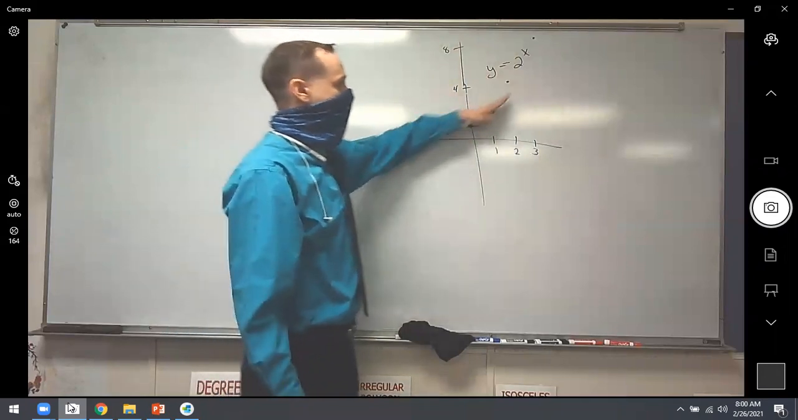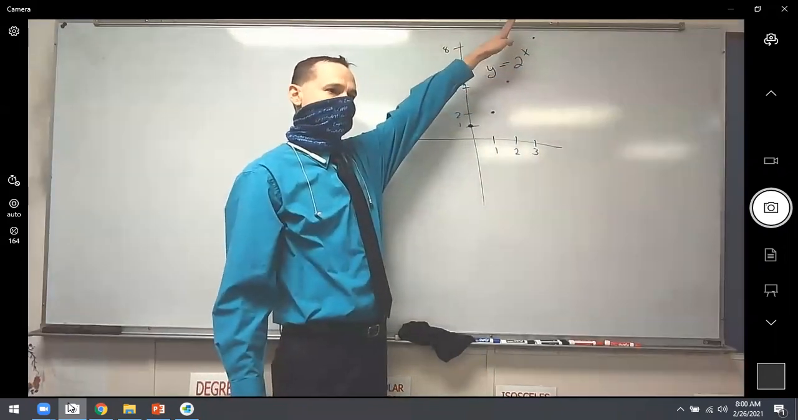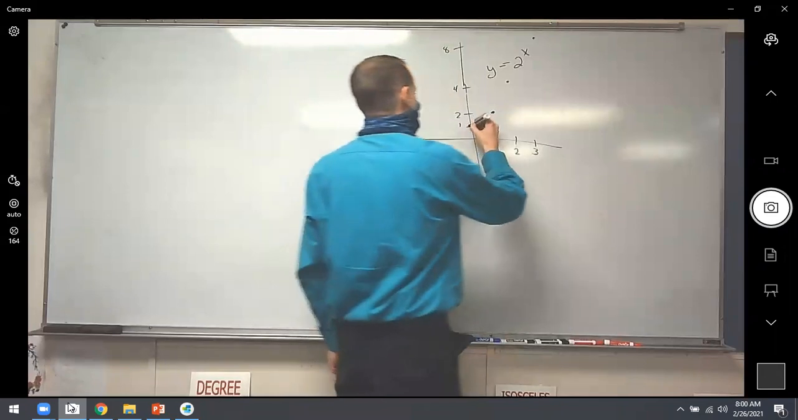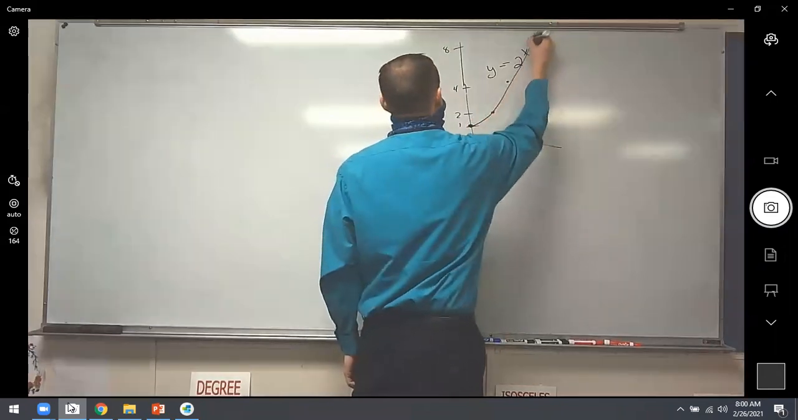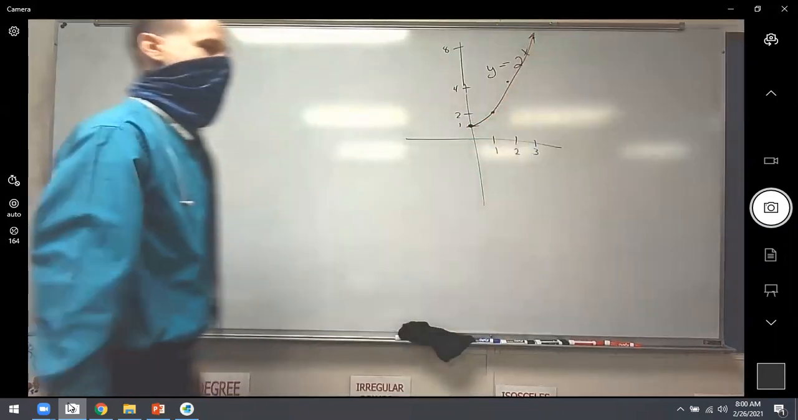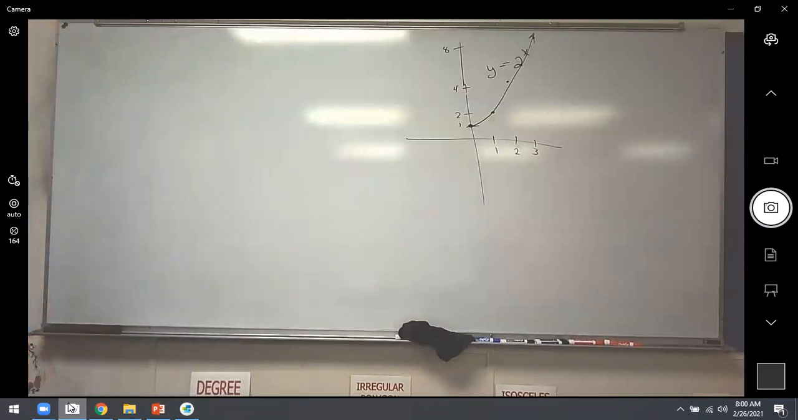Every time you do this, it just goes bigger and bigger and bigger. So, kind of connecting the dots in here, there aren't really any dots. It's not like the dots are a false thing. They're just kind of some test points. But it looks something like this.